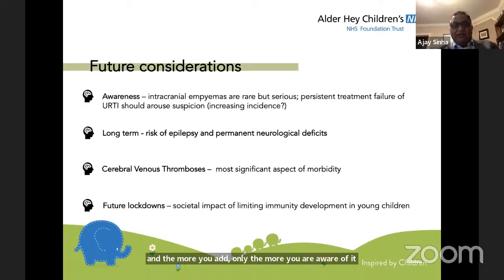Long term, there's the risk of epilepsy and permanent deficits. Cortical venous sinus thrombosis and sinus thrombosis are the single biggest cause of significant morbidity and mortality, and that's something which you have to keep in mind. And with future lockdowns, maybe children don't have that much exposure to the various antigens around, and that may have an impact on them becoming more prone to infections. That's something which for the future we need to wait and watch. I guess the jury is out on that. Once again, thank you so much, and I'm going to stop there.